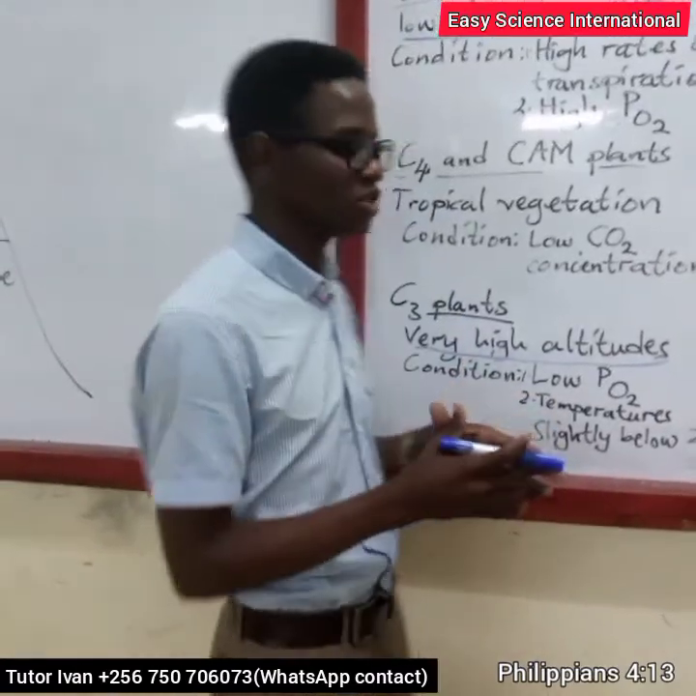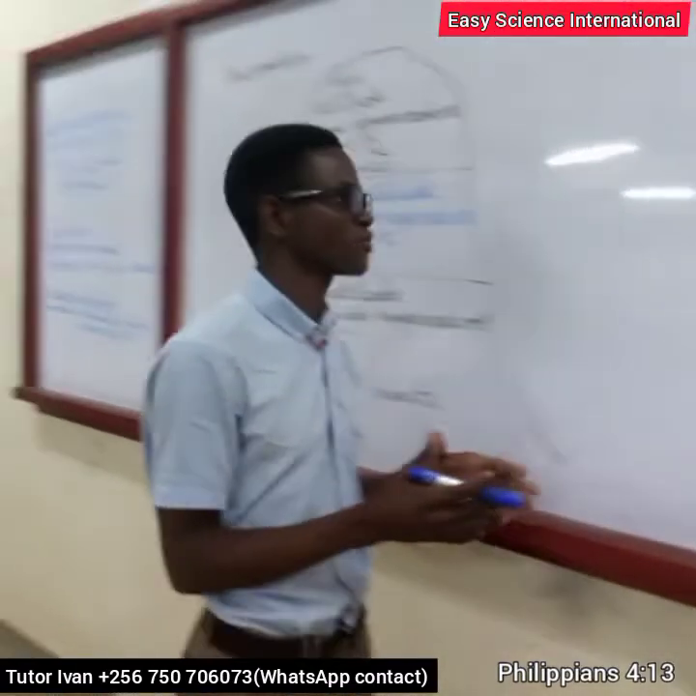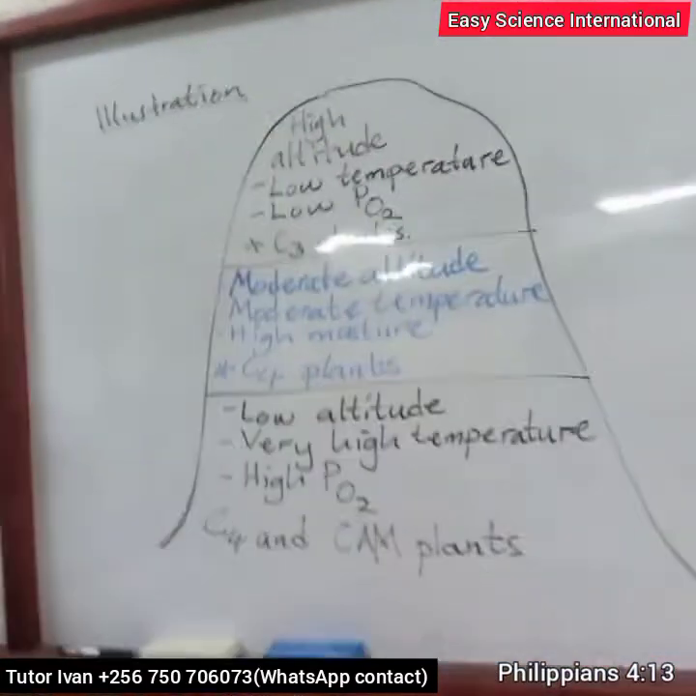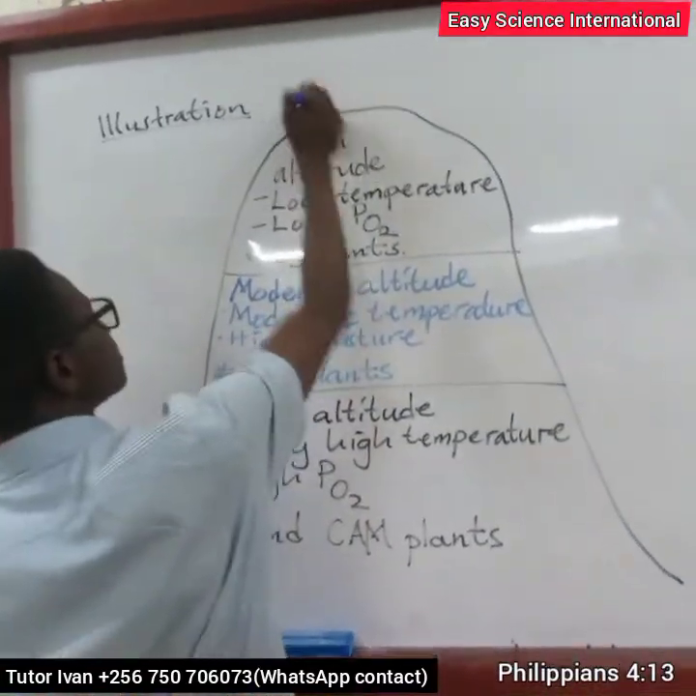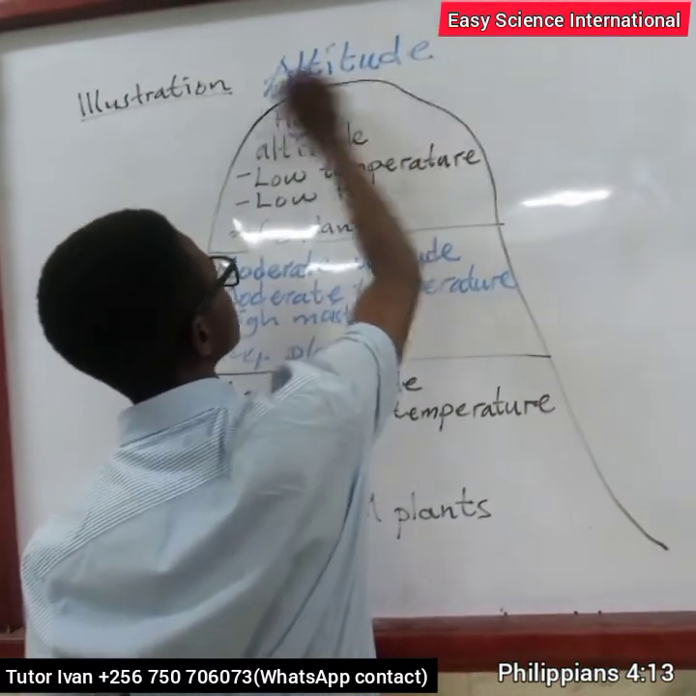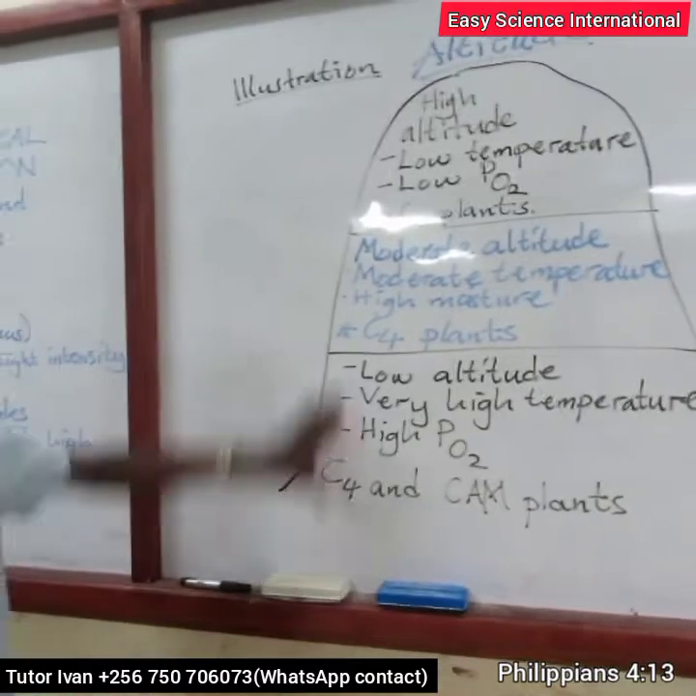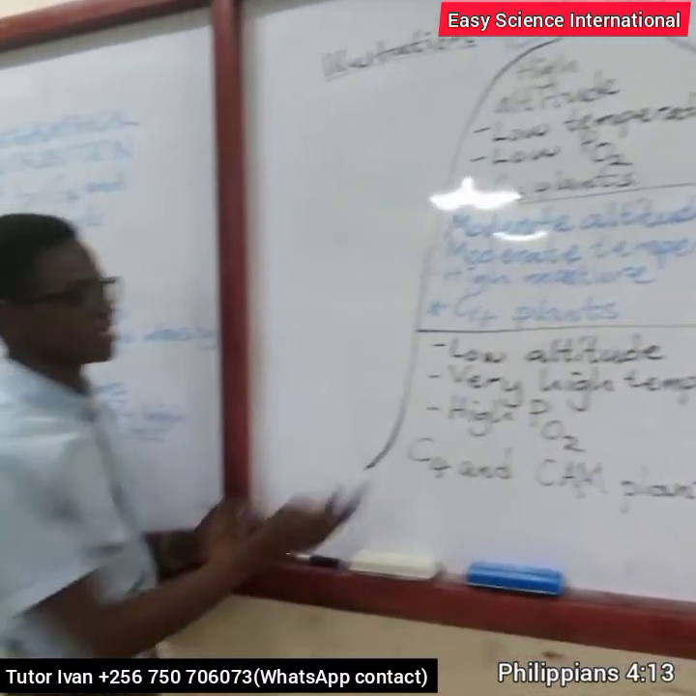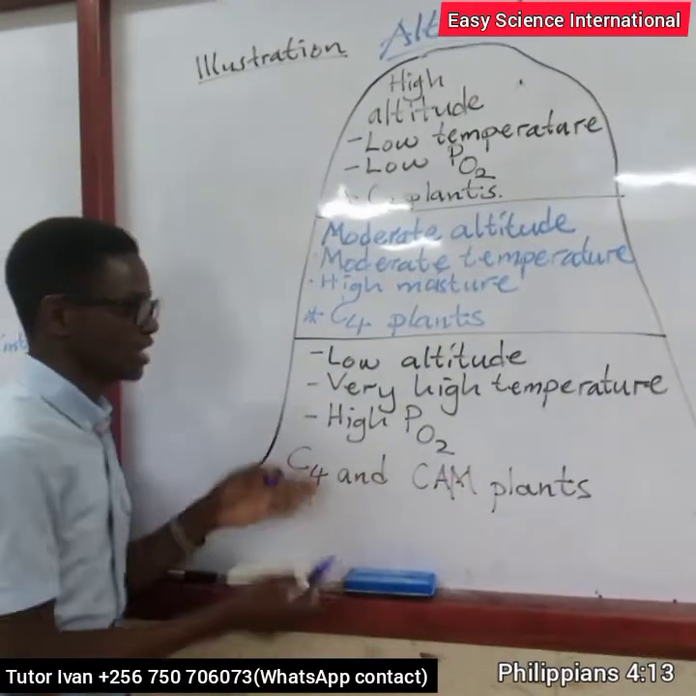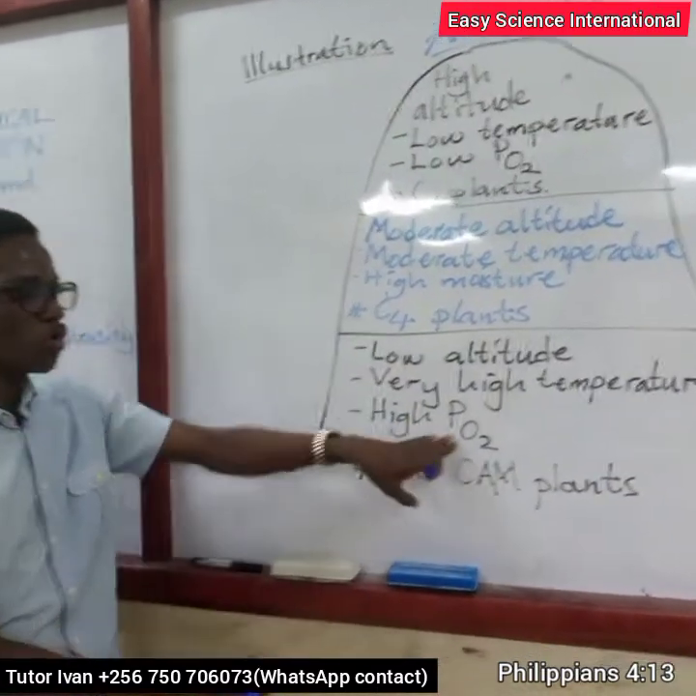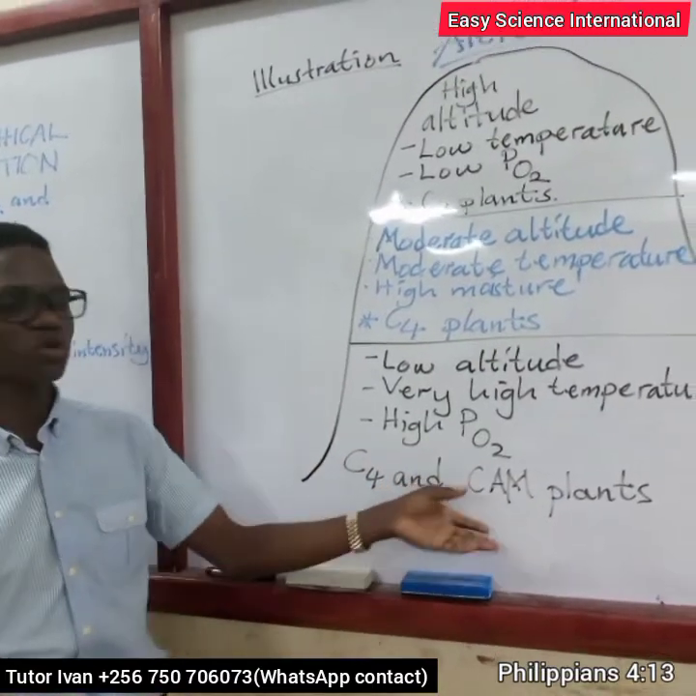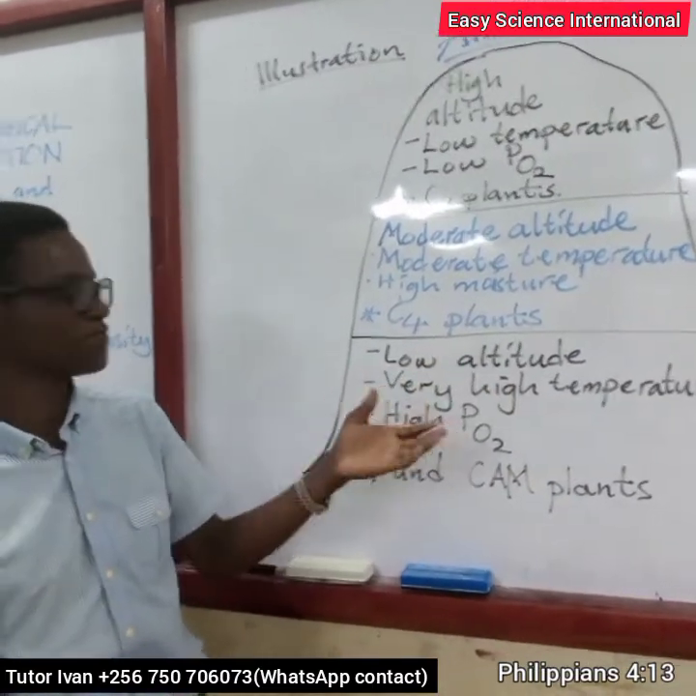A simple illustration of the geographical location of these plants is here. Now this we are basing on altitude. So at low altitude, we see that the conditions which are here, we have very high temperature, as we've seen, and high partial pressures of oxygen. We can find C4 and CAM plants correlating with these conditions, as you've seen.